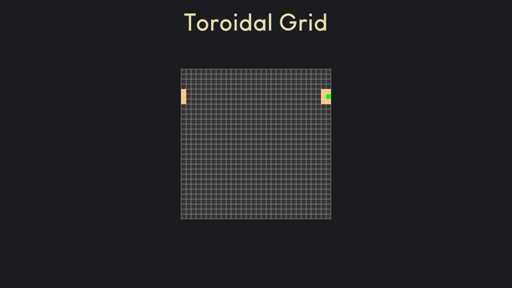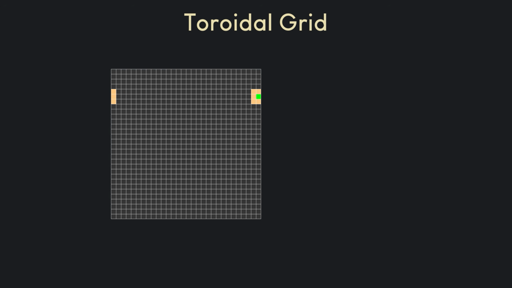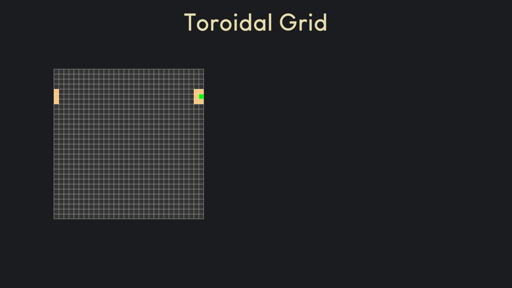Implementing this approach requires adjusting how we calculate the positions of neighboring cells. Instead of directly adding the offsets to the cell's position, we use modular arithmetic to ensure that the result wraps around the grid dimensions appropriately.